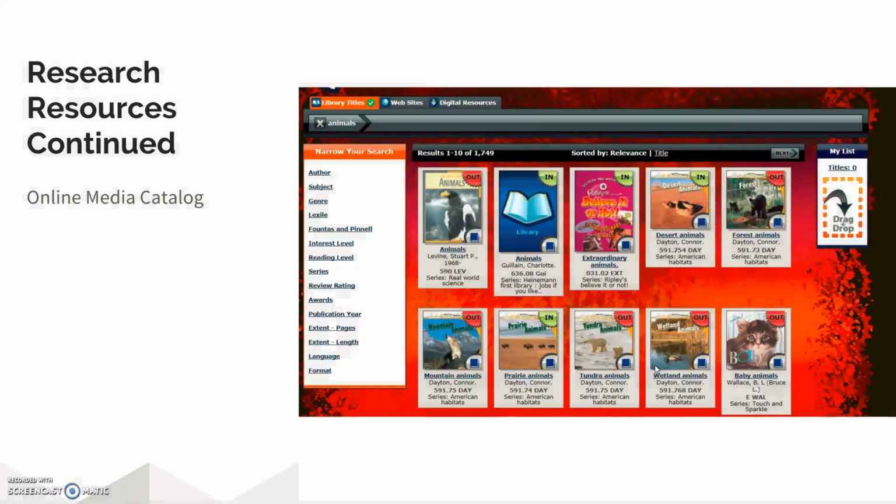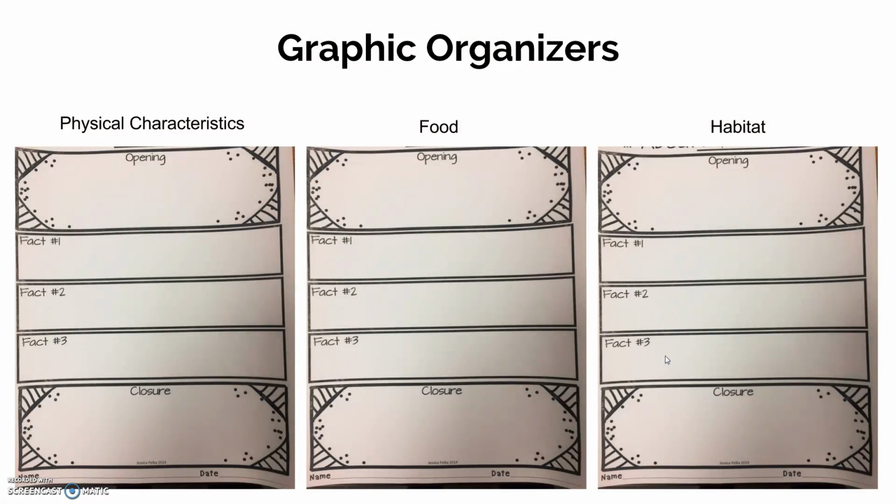Students also use the online media catalog to search the available books on animals to check out in our school library. For this lesson, students were to write 3 paragraphs. The topics included information on their animal's physical characteristics, food, and habitat. My students struggle with organizing facts and ideas into a well-structured paragraph, so this graphic organizer was very beneficial in helping students visualize sentence order.